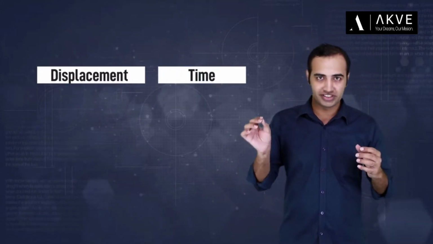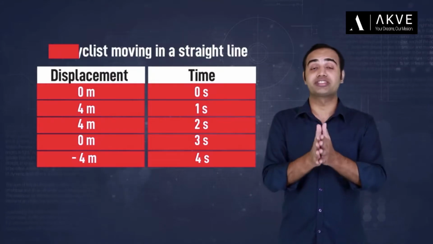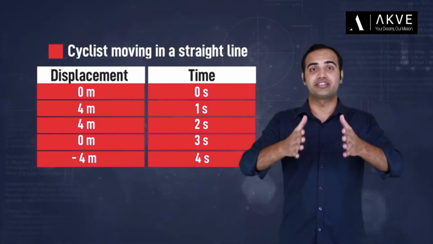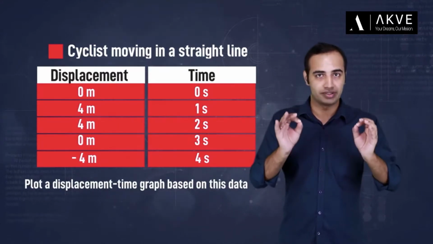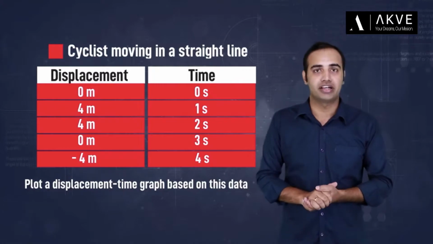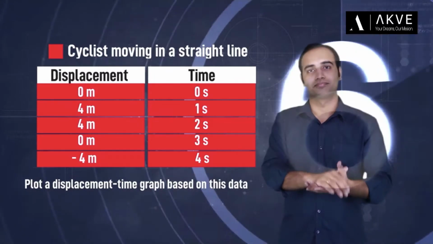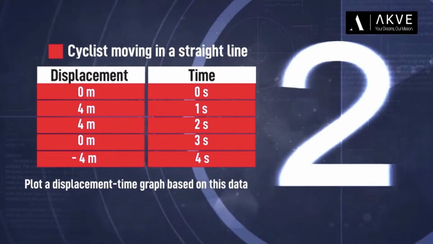So over here you can see a table that shows the displacement and time values for a cyclist that moves along a straight line. Now, based on this table, I want you to plot a displacement time graph that represents the motion of this cyclist. Take some time and try to get the graph correct. So, are you done? Well, I'm sure you are.